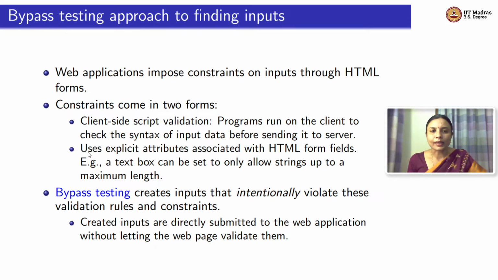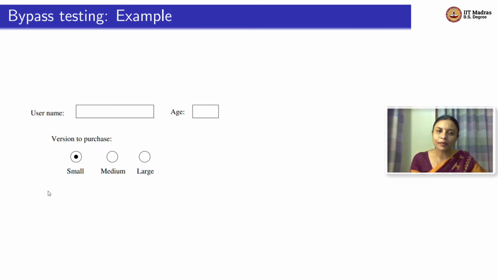So what is bypass testing? As I told you, web applications impose constraints on inputs through HTML forms. So let me just give you an example. I'll come back to this slide. So let's say this thing that you see on this slide, imagine it to be a simple user interface of a web page. So there is a web page, there is a form given as a part of the web page, and you're asked to input username in the form, age in the form, and maybe you're buying something and you can buy 3 versions, either the small version of the product or the medium version of the product or the large version of the product. So these are radio buttons.